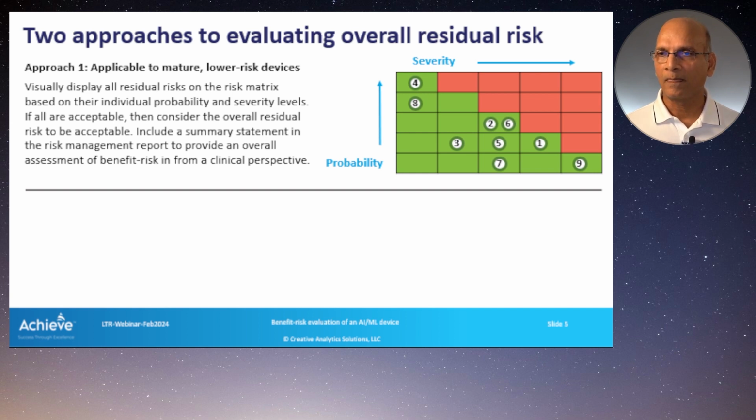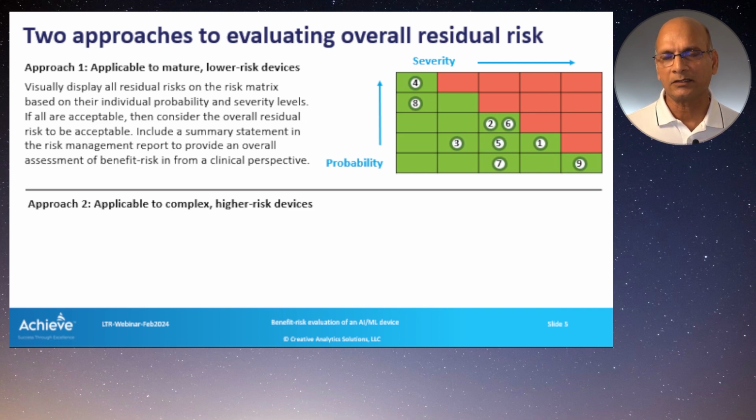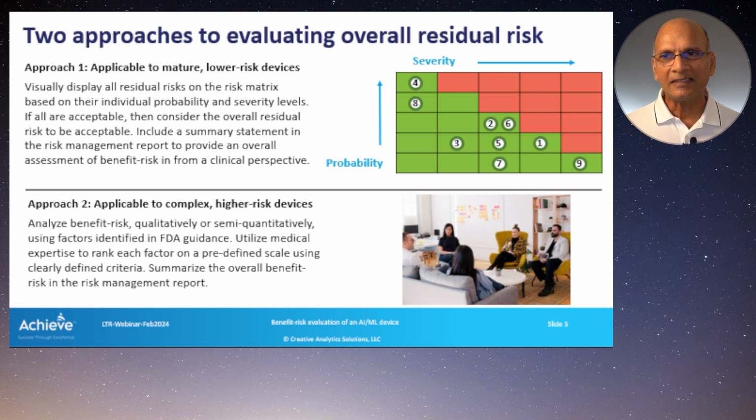But more often than not, you have devices which are complex, highly sophisticated, and generally high risk. So what do you do in that case? In that case, you can use a qualitative or a semi-quantitative analysis using different factors in the FDA guidance. We're going to talk about those. Utilize medical expertise to rank each factor on a predefined scale using clearly defined criteria. Summarize the overall benefit risk in the risk management report.